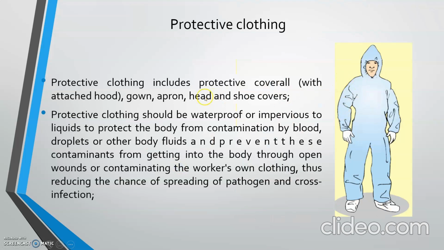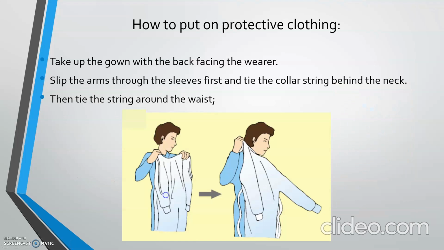This is a protective clothing. Protective clothing include protective coverall, which is with attached hood, gown, apron, head and shoe cover. The protective clothing should be waterproof or impervious to liquid to protect the body from contamination by blood, droplets or other body fluids and prevent this contaminant from getting into the body through open wounds or contaminating the worker's own clothing, thus reducing the chance of spreading of pathogen and cross-infection.